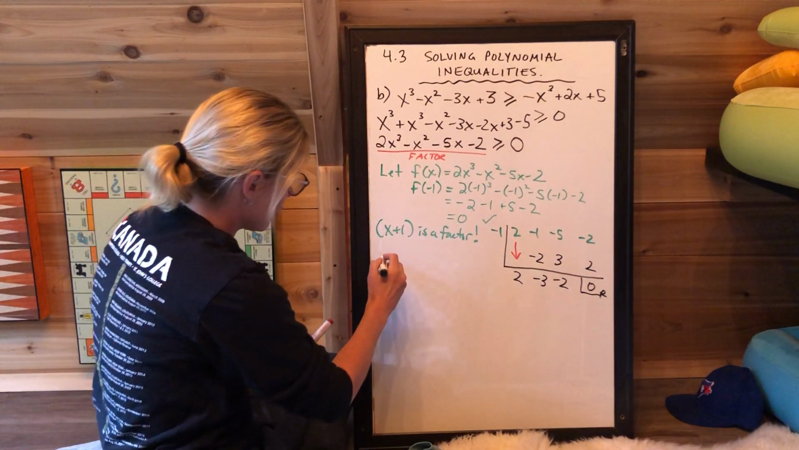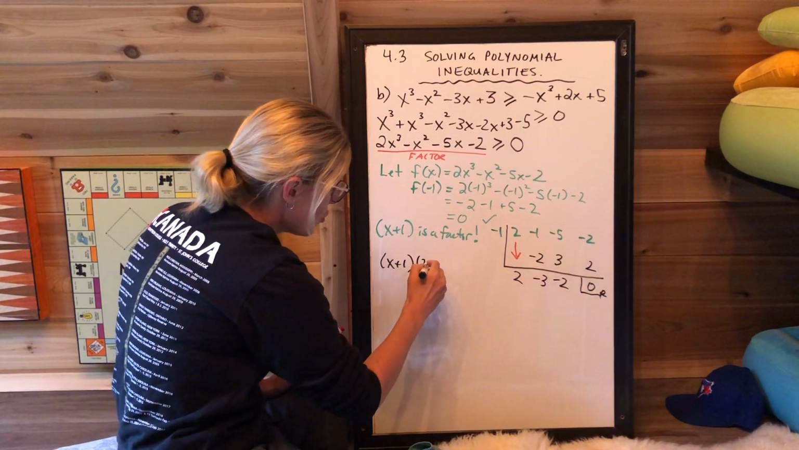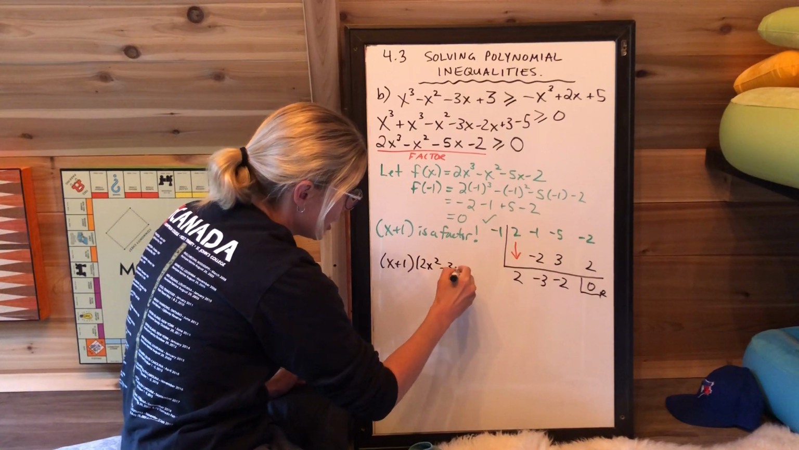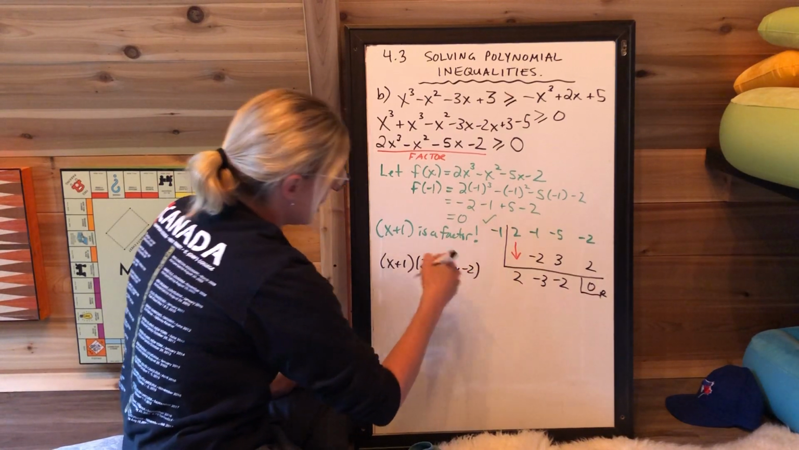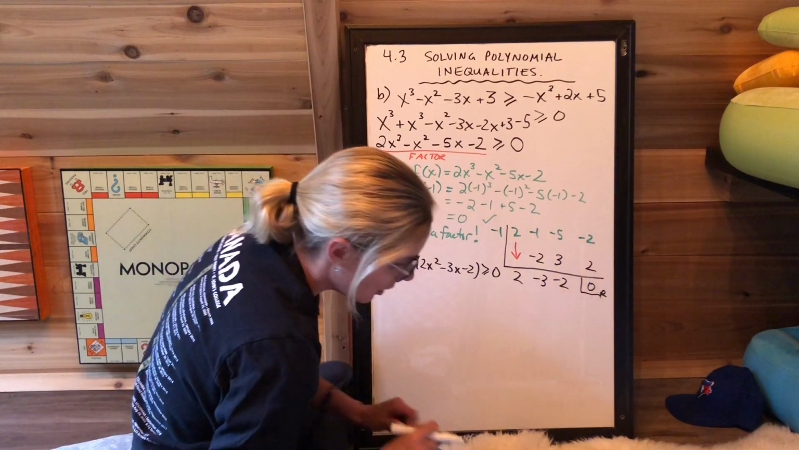So what we have now in terms of this function is x plus 1, and then this, 2x squared minus 3x minus 2. And we're trying to find out when this is greater than or equal to 0. That's our whole goal.